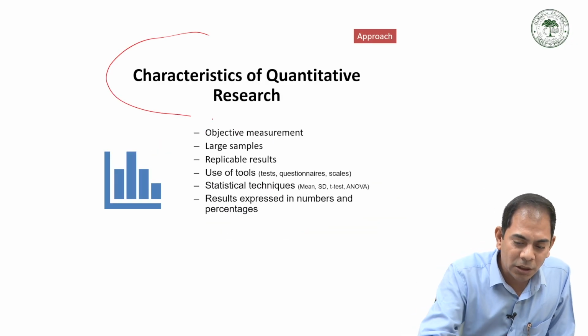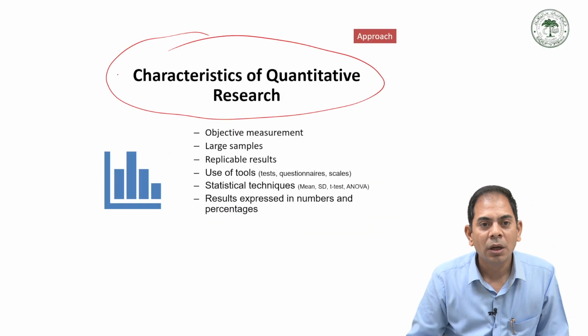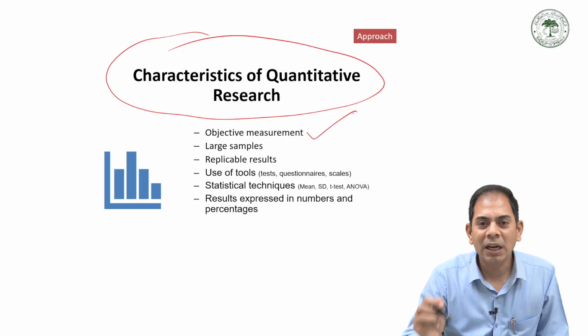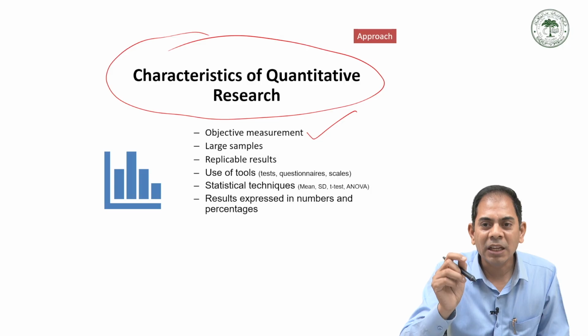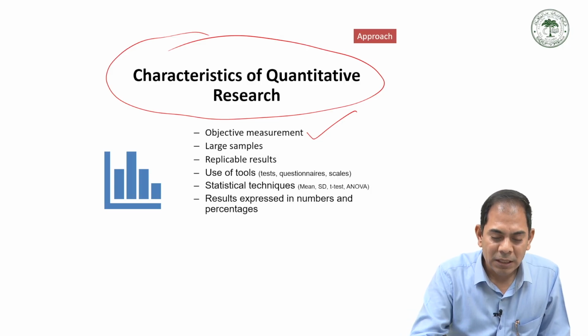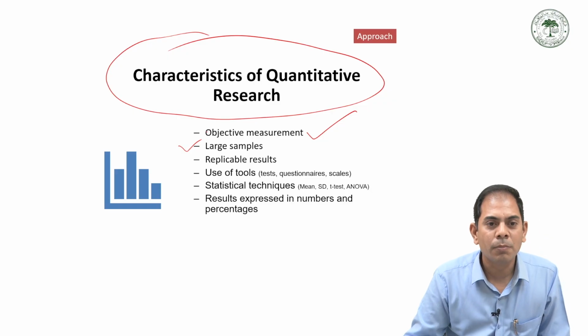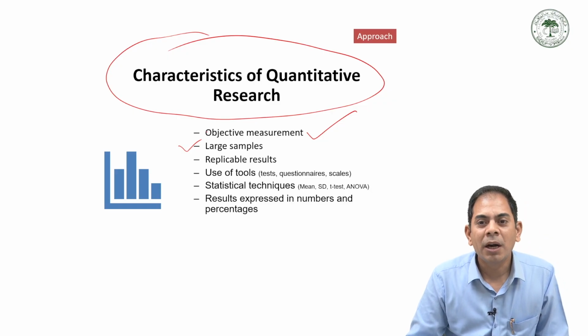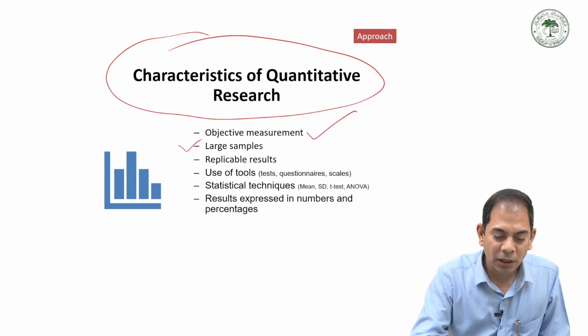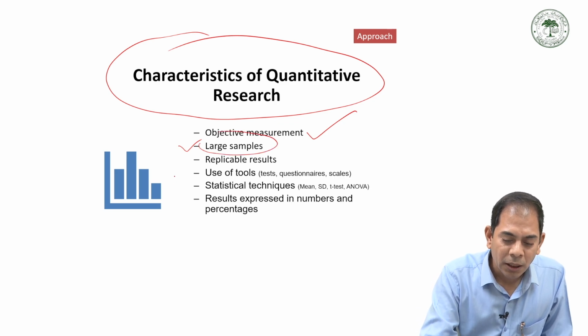The characteristics of quantitative research: objective measurement first. Objective measurement means data is based on fact and exact values like heart rate and speed, not opinion. Second, large sample size. Studying many participants makes the result more reliable and generalizable. So we take a large amount of data.